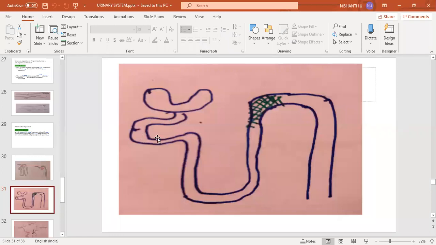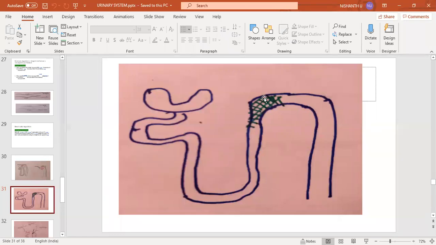You know that this is the proximal convoluted tubule, descending loop of Henle, ascending loop of Henle. Then this stretch, can you see the stretch? This is the last part of the loop of Henle and the early part of the distal convoluted tubule. So this part is something special. This part contains specialized cells. Some specialized cells will be present in this part of the nephron. They are called macula densa cells.